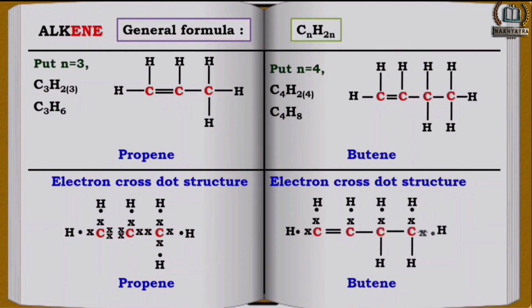These electron cross-dot structures are very similar, where we represent the dot for the electrons of hydrogen and the cross for the electrons of carbon. Clear, everyone?